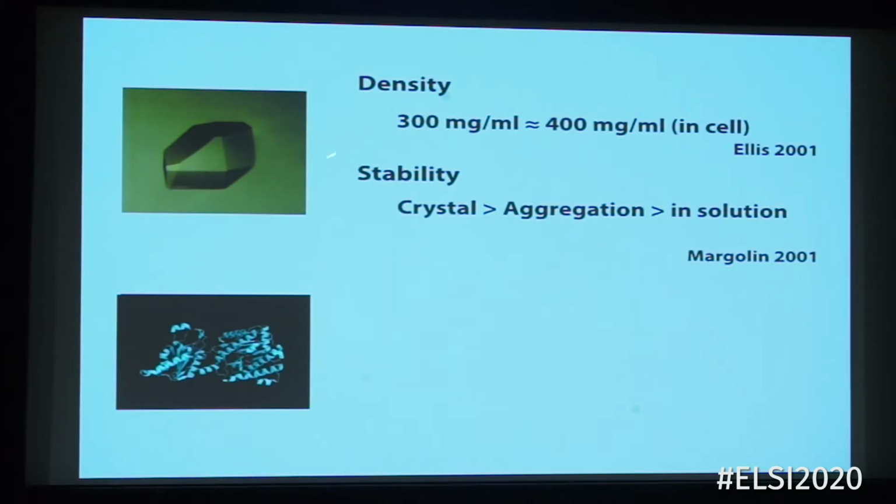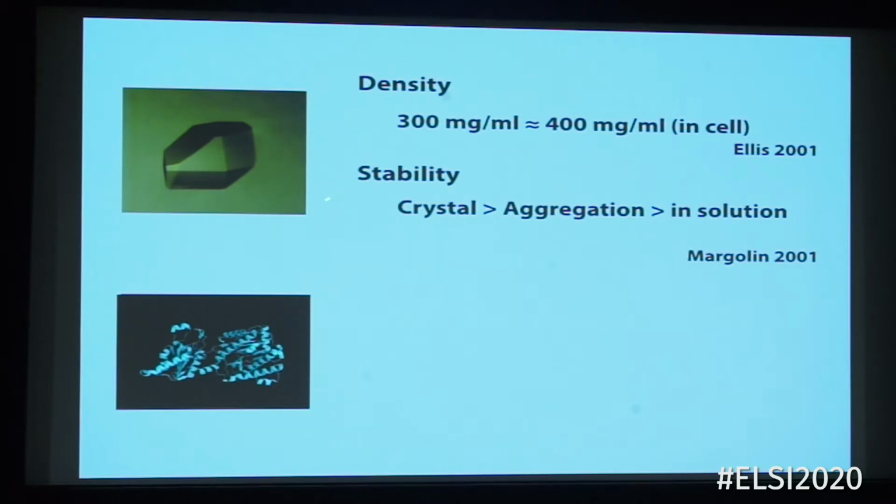As shown here, the most important thing is the density of the protein in the protein crystal. It's about 300 milligram per ml. It's quite the same as that inside a cell. So this means that if the protein is precisely packed within the protein crystal, it exists in a similar environment to the living cell. In other words, the protein can be active like within the living cell.